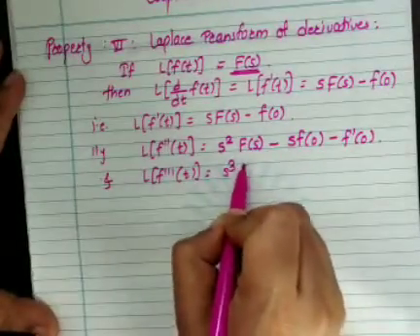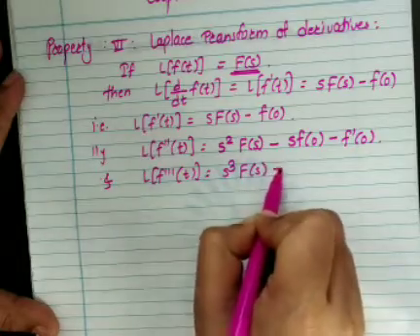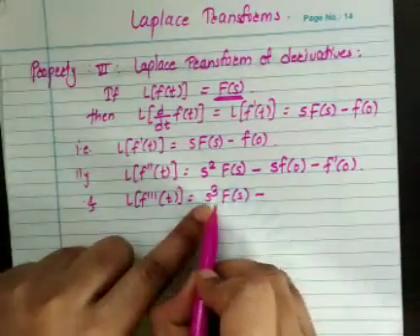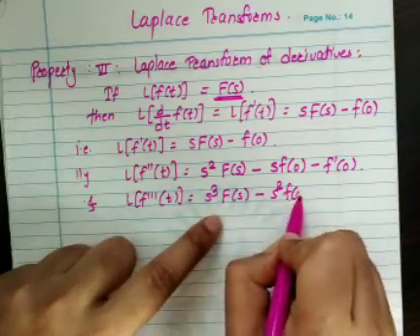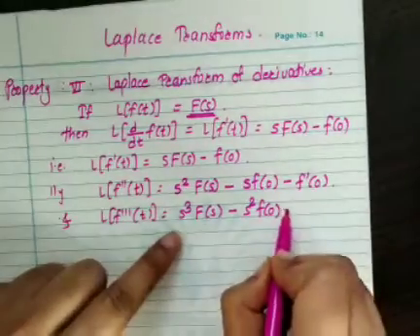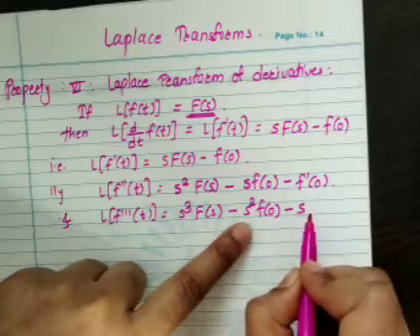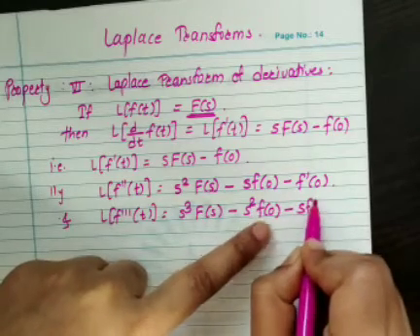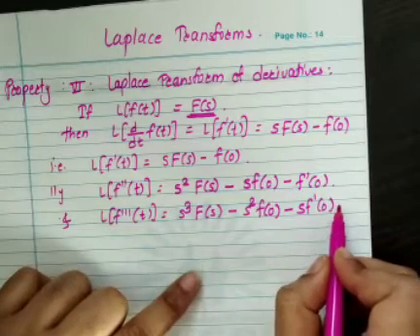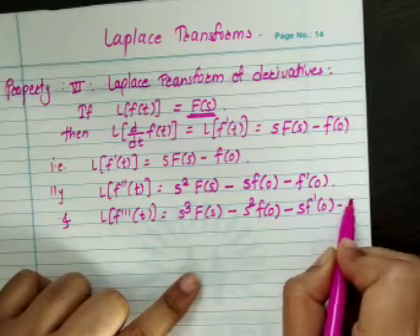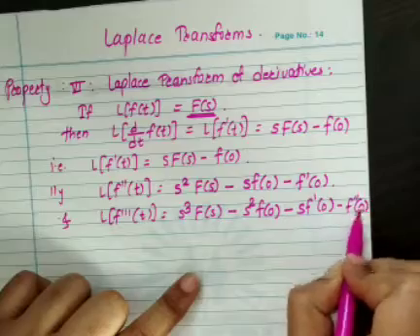So we can write, Laplace of f triple dash t will be s cube F of s minus, reduce power of s, s square f of 0 minus, again reduce power of s and increase the derivative, s f dash of 0, minus f double dash of 0.